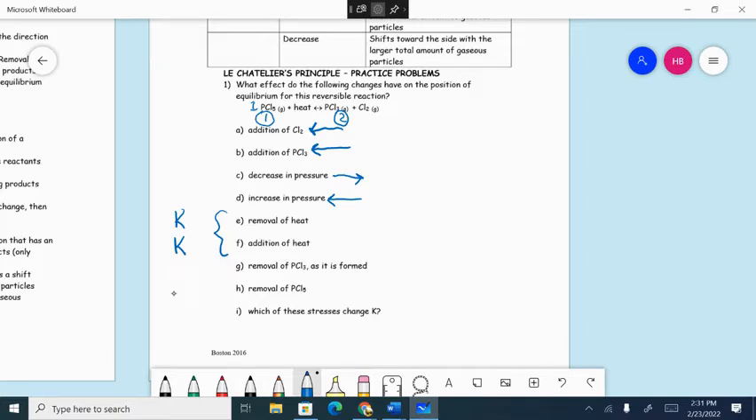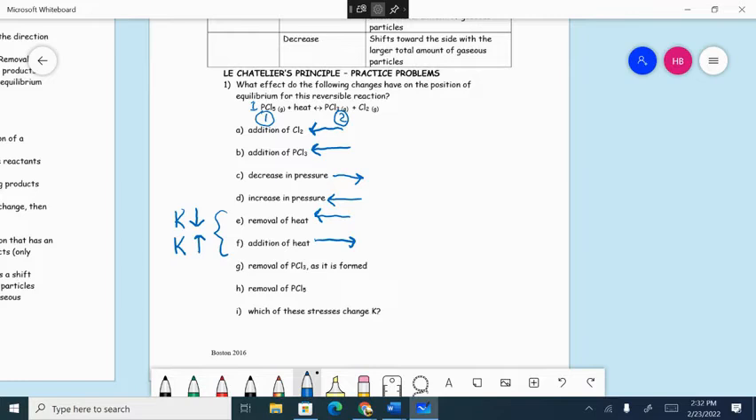So if I remove heat, it's like removing a reactant and it'll shift towards the reactants. That means the concentration of reactants will be greater. Remember, it's products over reactants, so that means that K will decrease if we remove heat. If we add heat, that's like adding a reactant, so it'll shift towards the products to counteract that stress. As it shifts towards the products, the concentration of the products increases, the concentration of the reactants decreases, therefore the numerator increases and K increases.